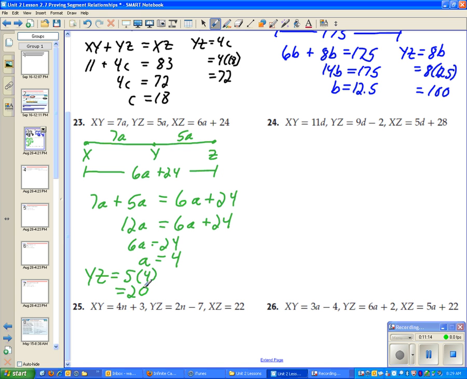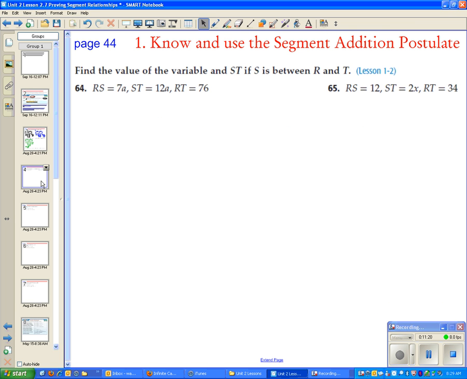All right, you think you got the hang of them? All right, so let's work some that you haven't worked before. I got these from page 44. Do these two and see how it goes.